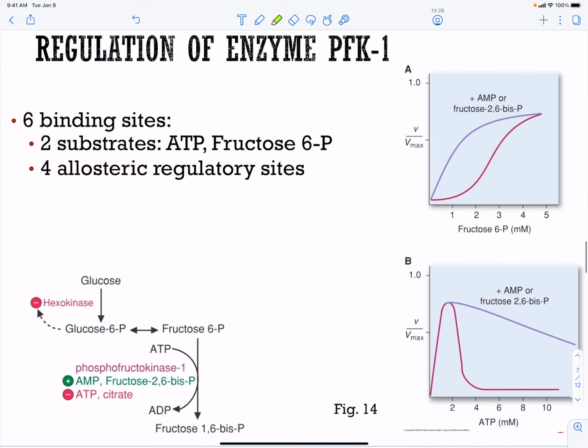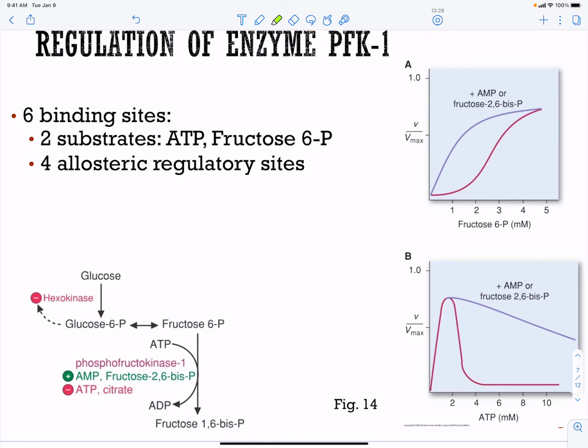All right, so PFK1, let's go back and visit this one. Remember, we started with glucose, we added a phosphate to that 6th position, we changed it to fructose, and then we added a phosphate to the 1 position. We made fructose 1,6-bisphosphate, and this is from phosphofructokinase 1. Phosphofructokinase 1 has 6 binding sites. It's a very large enzyme and it has a lot of interactions. 2 are going to be substrates, ATP to transfer that phosphate, and fructose 6-phosphate. And then the other 4 are allosteric regulatory sites.